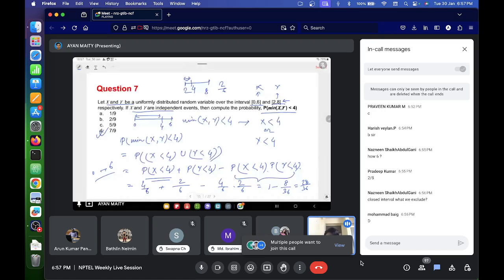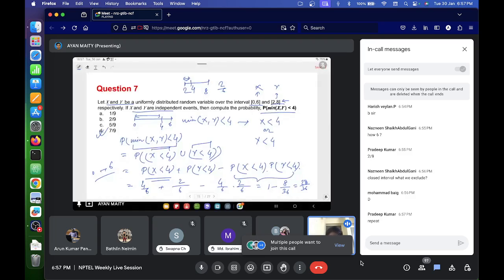So is this process clear to all of you? How we split this event, minimum of x comma y less than 4, into two different events, x less than 4 and y less than 4, and then the union of these two. So we can use the formula for the probability of union.